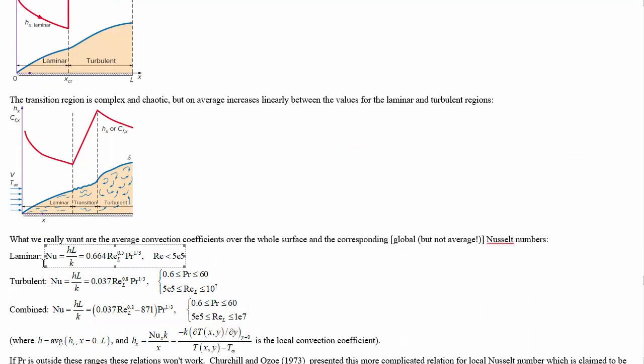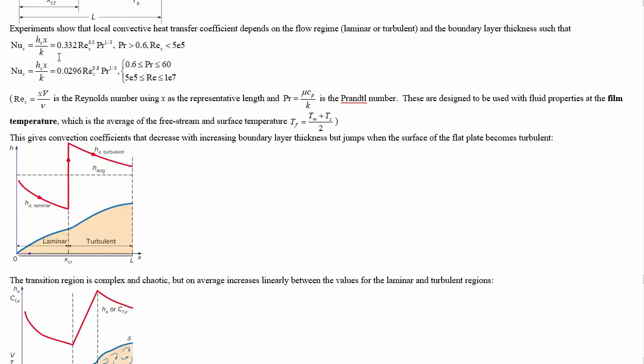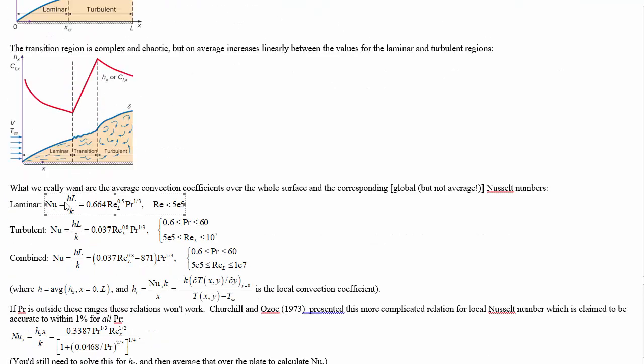So if you are still in the laminar region, the average over some distance L is going to give you a convection coefficient defined by this global Nusselt number, which again is not the average of the previous Nusselt number, but it's the Nusselt number using the average h. And the global Nusselt number is 0.664 root of the Reynolds number using L instead of x, times the Prandtl number to the power of a third.